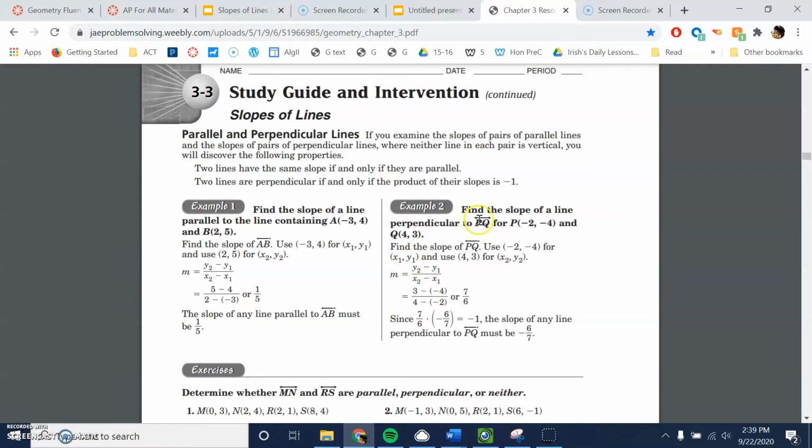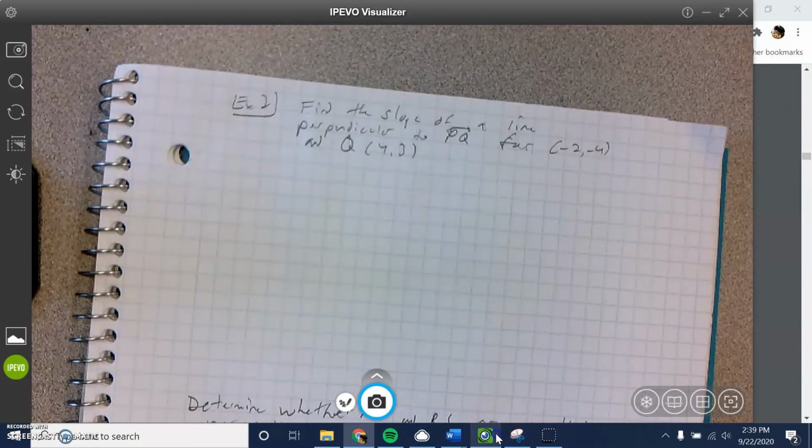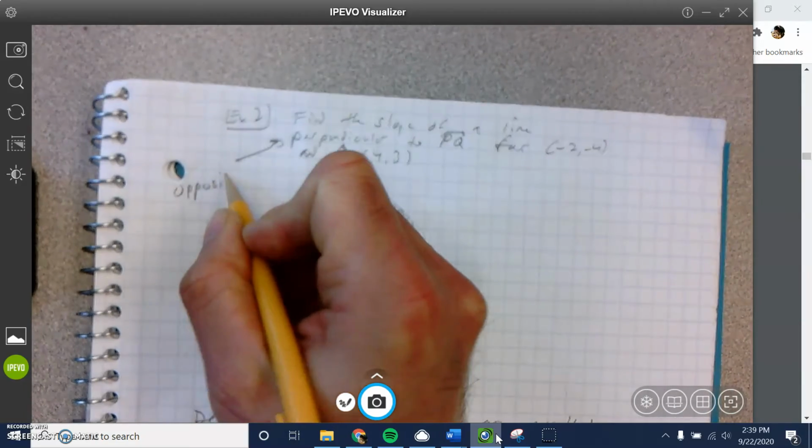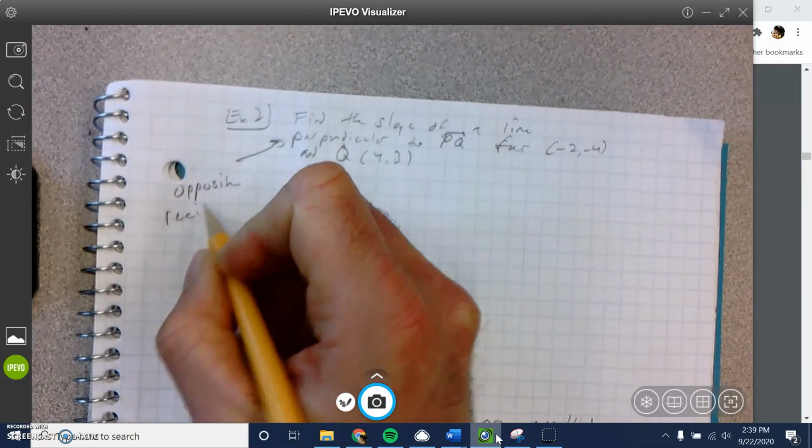All right, we have example 2. Find the slope of a line perpendicular to PQ. P is -2, -4, and Q is 4, 3. Okay, perpendicular, that's in my head right now. Perpendicular is opposite reciprocal slope.